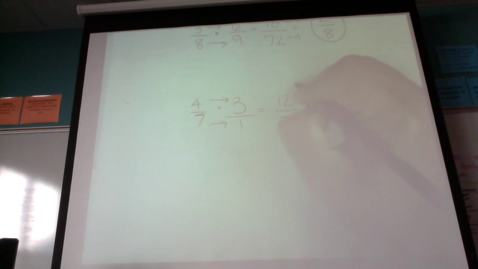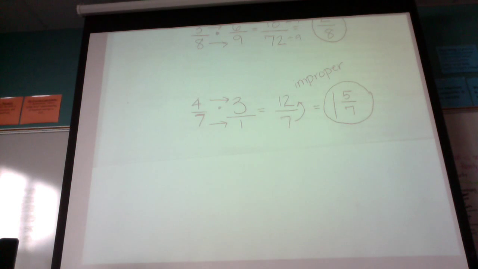Oh, now I have an improper fraction because my numerator is greater than my denominator. So I need to change this into a mixed number. So I need you to think, how many whole times can 7 go into 12 without going over? Well, 1 whole time. How many are left over then? Well, 12 minus 7 is going to be 5. And I keep that same denominator of 7. So 4/7 times 3 is going to give me 1 and 5/7.